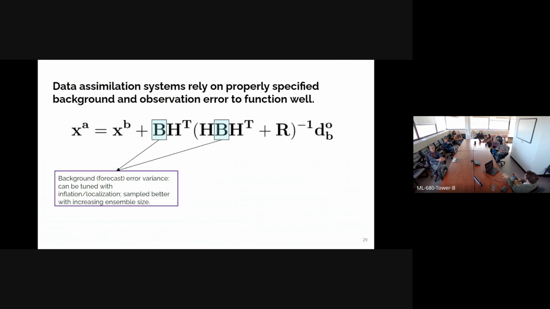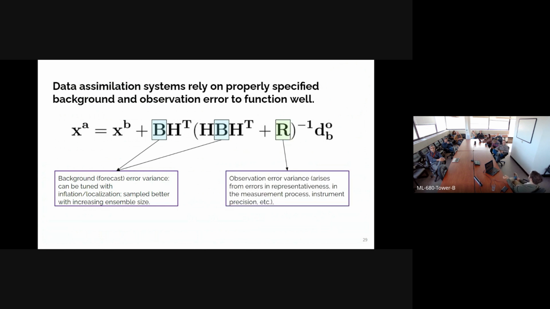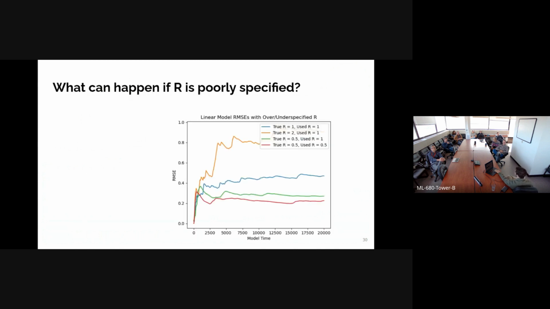For the purposes of this work, we are assuming that this matrix is relatively well understood. We're going to be focusing on the other major component of uncertainty in the problem, which is our observation error. We talk about observation error generally in the sense of aggregated errors in the measurement process, like instrument precision and errors in representativeness, trying to resolve things on a domain of finite resolution, things like that. So this we're going to be targeting for this work.